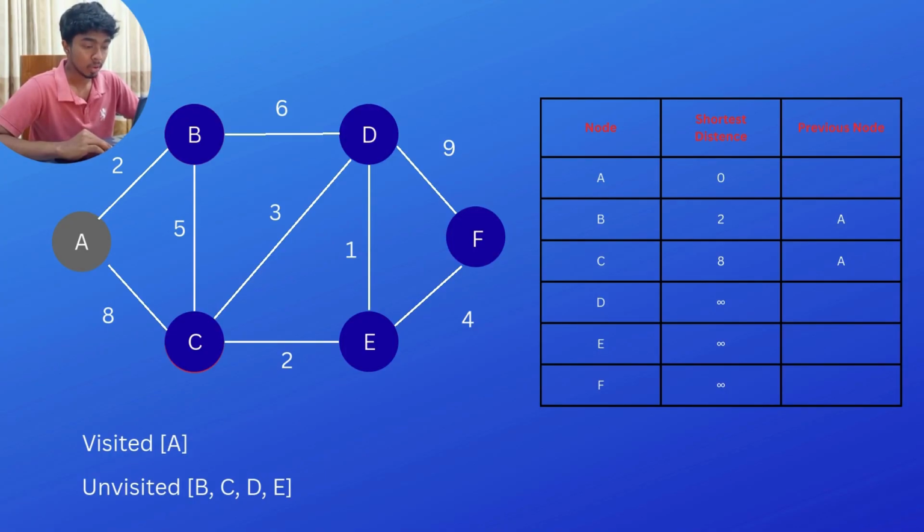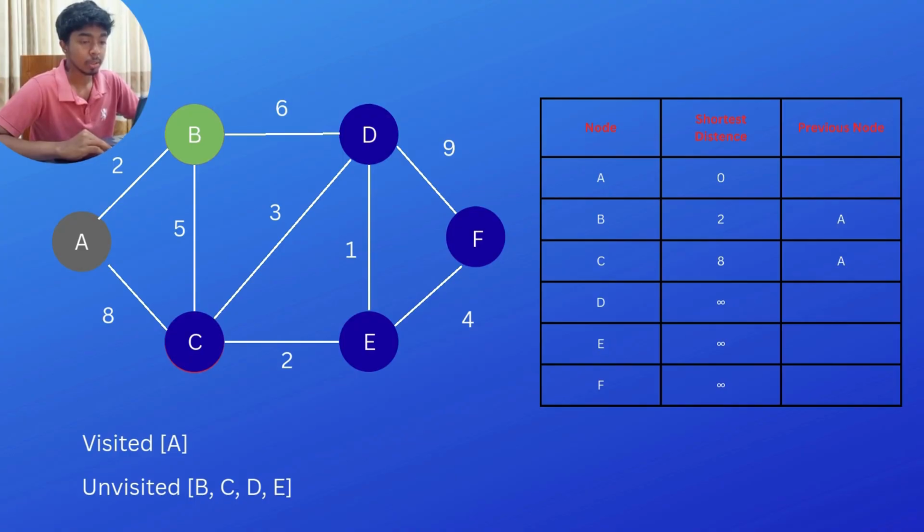So when you look at our table, we have A with distance of 0, but it is already visited. We have B as unvisited node with the distance of 2. We have C with the distance of 7. All other nodes have distance infinity. So B has the current shortest distance of all unvisited nodes.